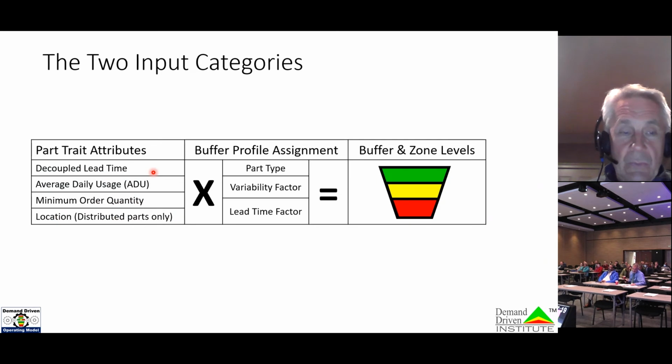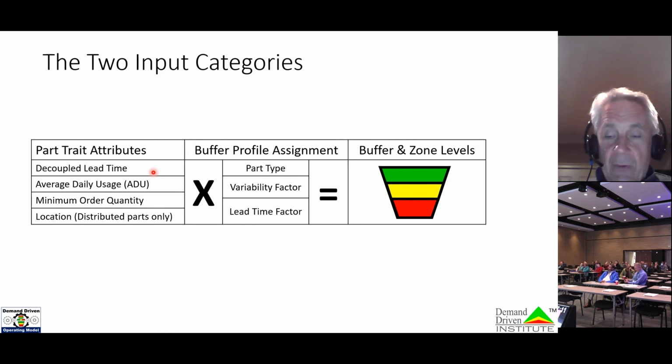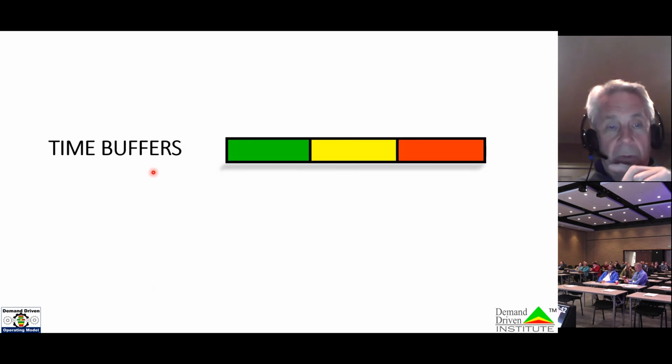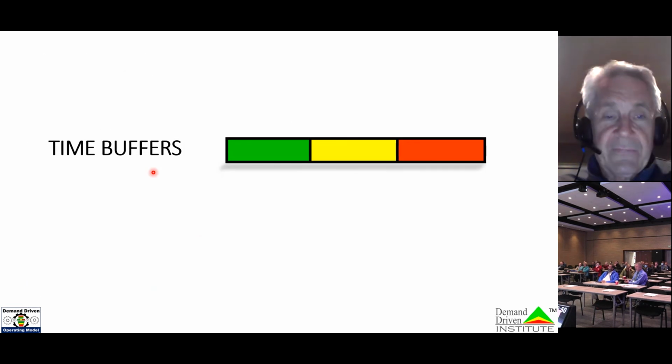These are tied to key part attributes, the buffer profile assignment, that builds up the buffer zone levels. You can learn a lot more about this in a DDMRP session. But suffice to say, this is working for our clients. We now have 130 enterprises around the world and some very, very big companies that are using our solution who are now also embarking on their DDOM journey as well. We're going to run out of time. So let's get into time buffers now.